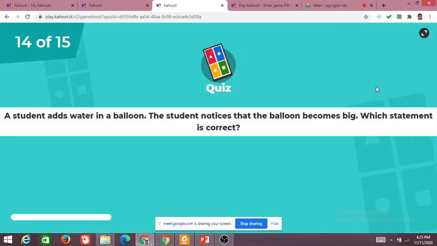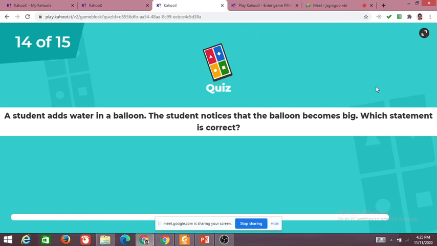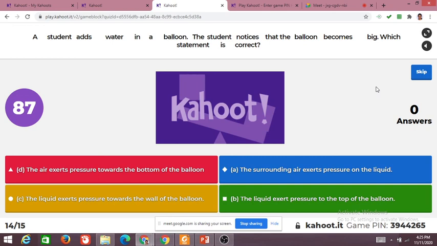The question is, a student adds water in a balloon. The student notices that the balloon becomes big. Which of the statements is correct? The air exerts pressure towards the bottom of the balloon. The surrounding air exerts pressure on the liquid. The liquid exerts pressure towards the wall of the balloon. And the liquid exerts pressure to the top of the balloon.